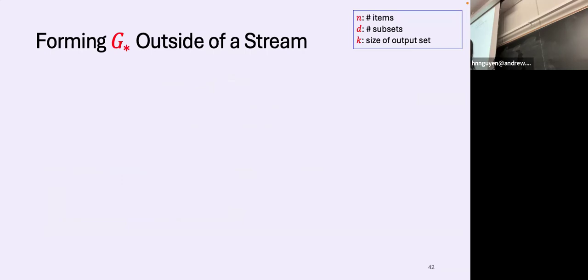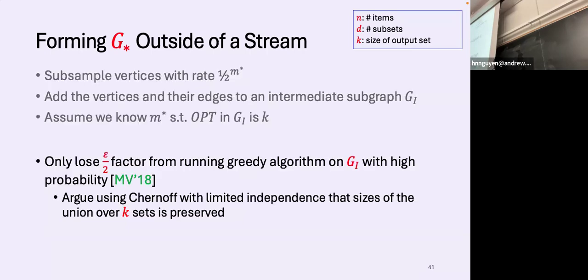Yeah. So it's the same as the G prime thing you defined, just sampling some vertices and all of the edges. Yeah, exactly. It's the same thing, except it's such that we have an opt of k. Yeah, that's exactly right.